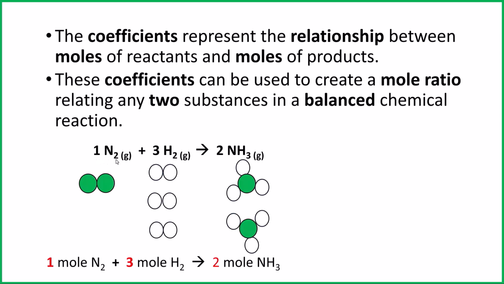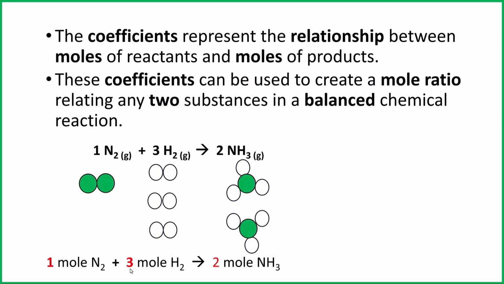We have 1 mole of nitrogen gas plus 3 moles of hydrogen gas yields 2 moles of ammonia. And here are our particle diagrams. We can see that our mass is conserved here. We have 2 atoms of nitrogen on this side and 2 atoms of nitrogen on this side, 6 atoms of hydrogen on this side and 6 on this side. So our equation is balanced.